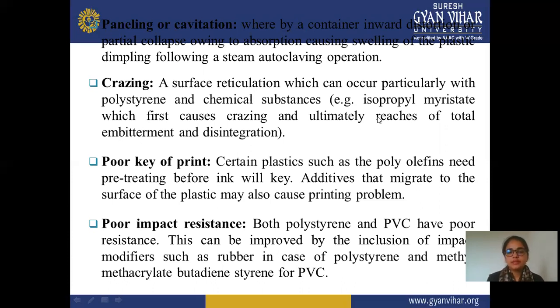Next is poor impact resistance. In this, polystyrene and PVC have a poor resistance. So there may be some chances of problems in this condition, because they have poor resistance. They can be improved by inclusion of impact modifiers such as rubber in the case of polystyrene, and methacrylate butadiene styrene for PVC. These materials show some problem and may not show any resistance property. Due to this property, they show poor impact resistance.